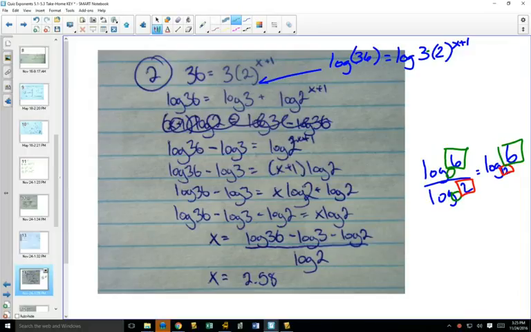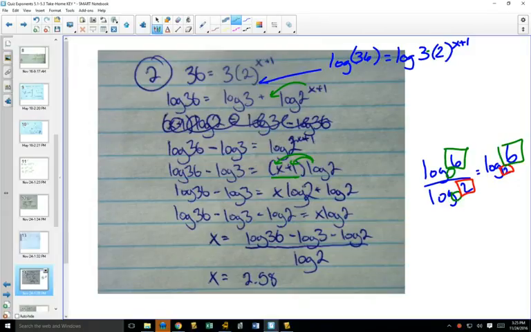Then that x plus 1 can come out in front, as it is right here. Move the log 3 over to the other side. Log 2 is a number, so it can be distributed on the right-hand side here. And you get x log 2 plus log 2.